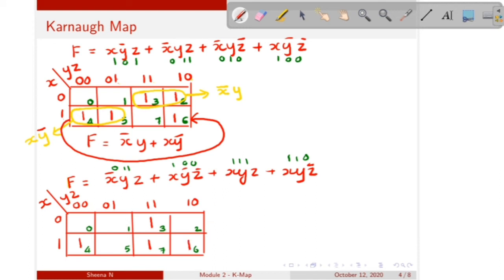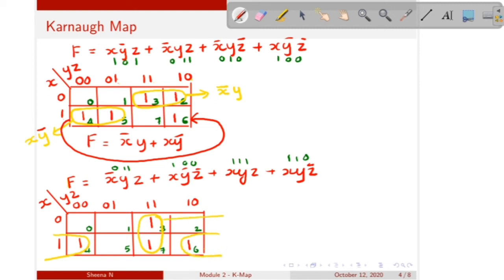So how can we pair them? We can pair 3 and 7 together because they are adjacent. Then what about 4 and 6? 4 and 6 are also adjacent because the leftmost column and the rightmost column are adjacent to each other. So we can pair like this. We can draw an open circle.